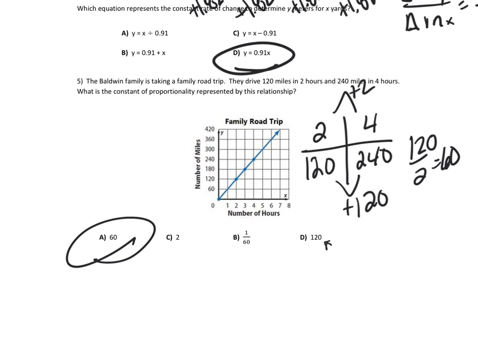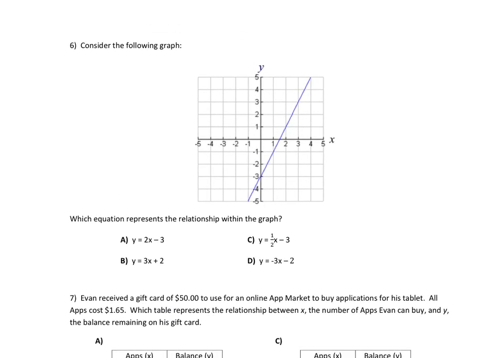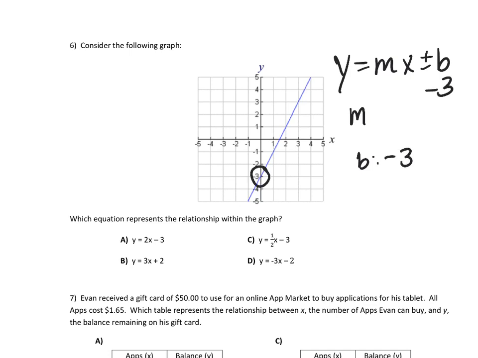And then number 6. Consider the following graph. Which equation represents? First things first, we always find our B. Okay, our B is crossing right here, which is -3. So this is going to be -3.